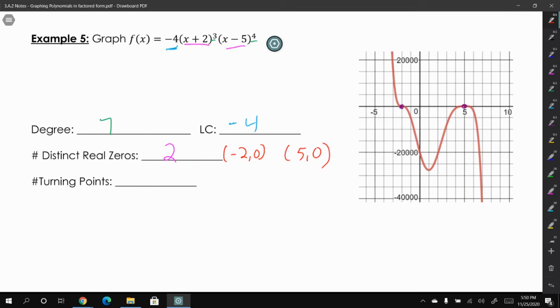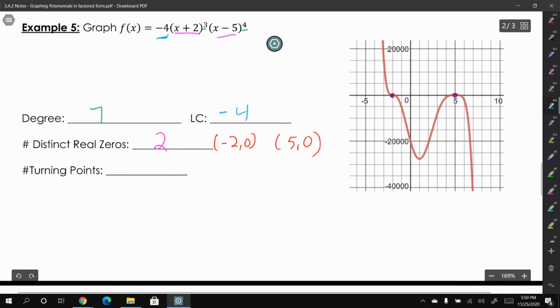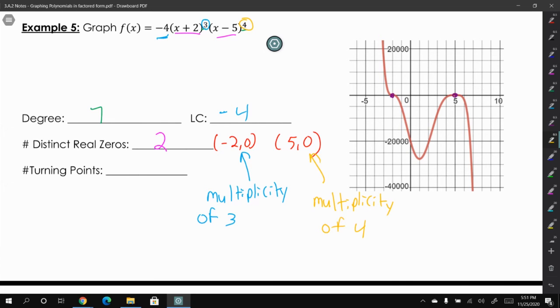They both have a multiplicity though, and we look at that, the -2, 0 will have a multiplicity of 3. And the 5, 0 will have a multiplicity of 4. And then the number of turning points, there are only 2 turning points here, right here and right there.